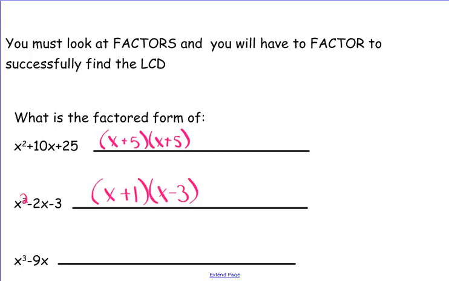And what is the factored form of x cubed minus 9x? That would be x times x squared minus 9, but x squared minus 9 still factors. So I would get x, x minus 3, x plus 3. So you've got to watch out for those.